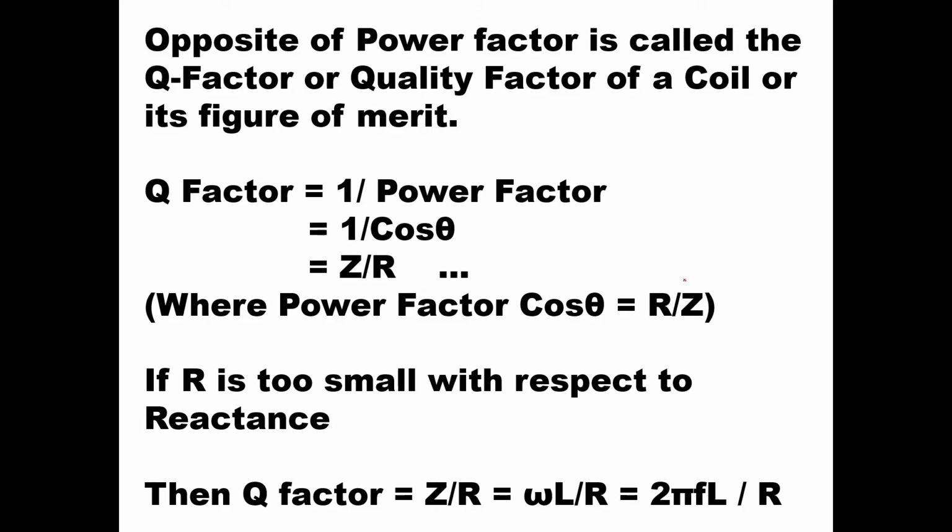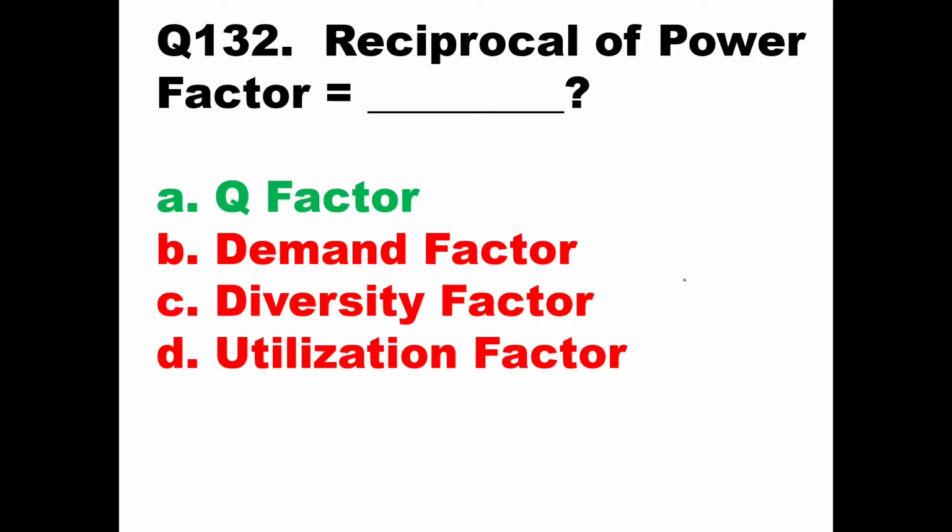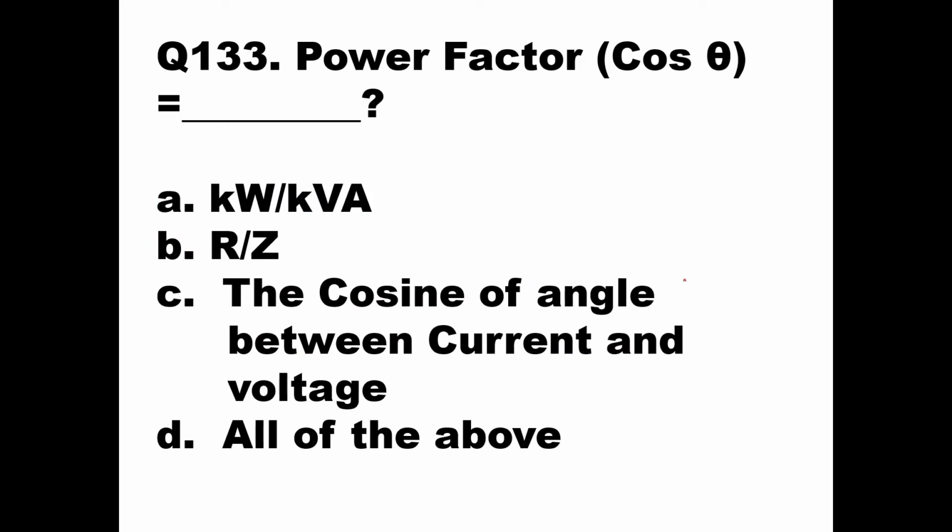If Q is equal to Z upon R, then that is equal to omega L upon R, that is equal to 2 pi FL upon R. So 2 pi FL upon R is nothing but your quality factor Q. That means power factor and quality factor are reciprocal to each other. Clear? That means a reciprocal of power factor is equal to quality factor. Then we'll go to the next question.